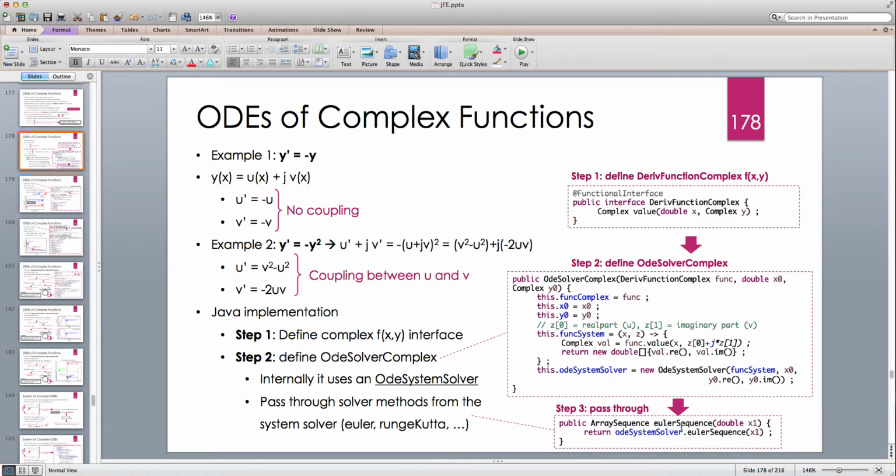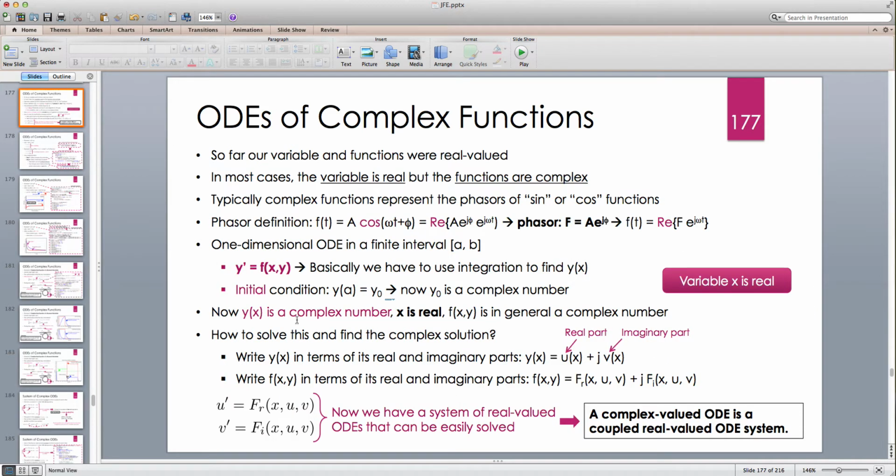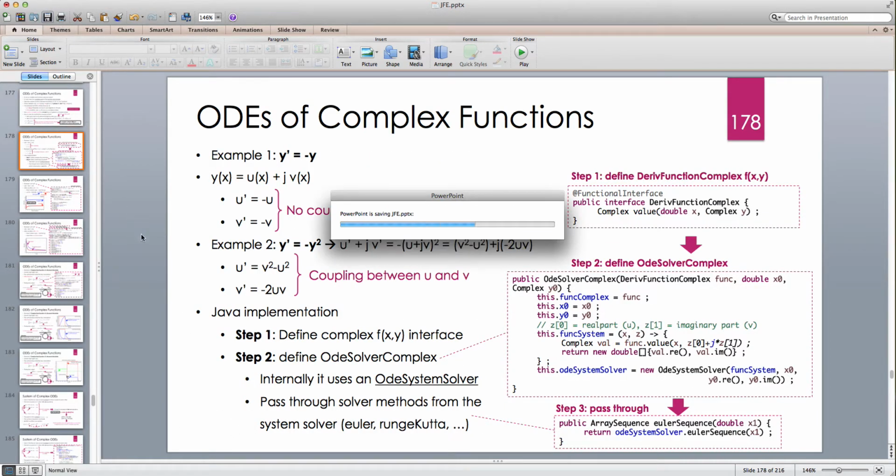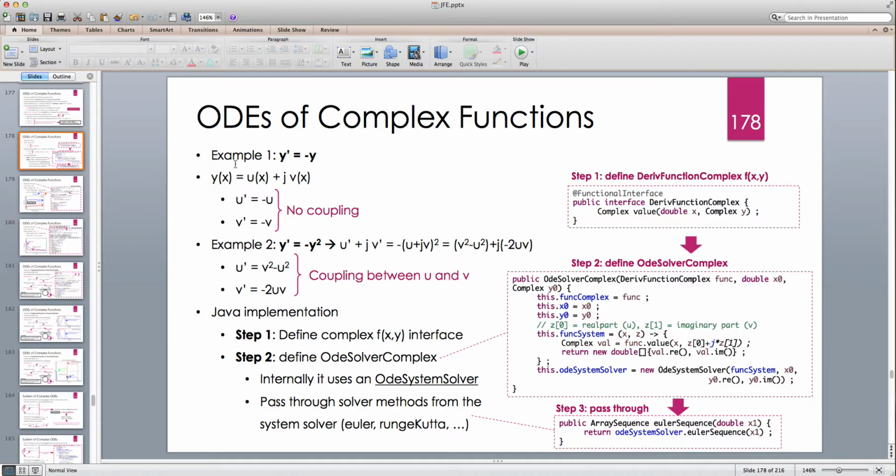And then we do a pass-through. Pass-through means now I can create an array sequence method, Euler sequence at some point, and we just call this ODE system solver and call the Euler sequence at this point. This returns a sequence that represents the u and v, and the values of this sequence must converge to the value of the u and v, the solutions, the real part and the imaginary part, all right? So let's look at some examples.